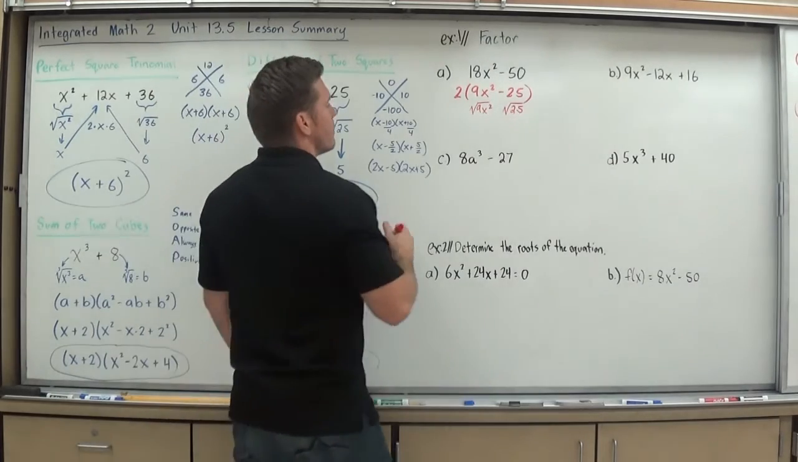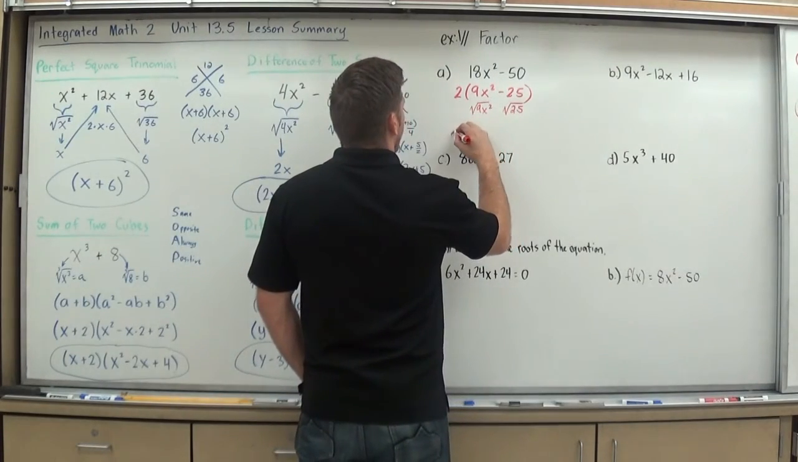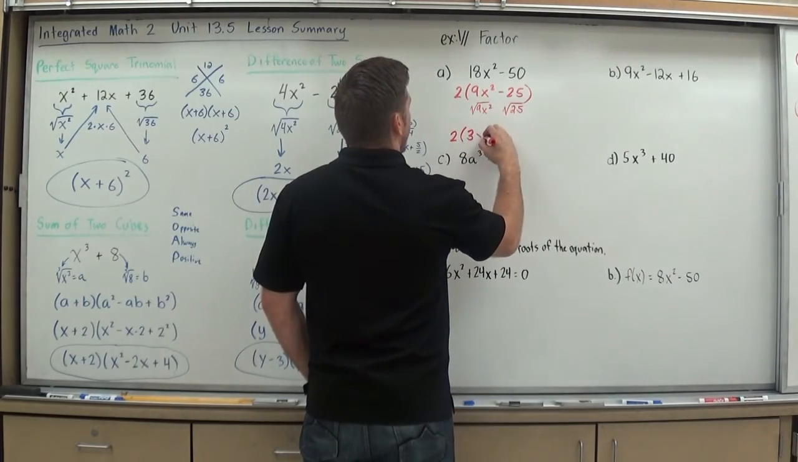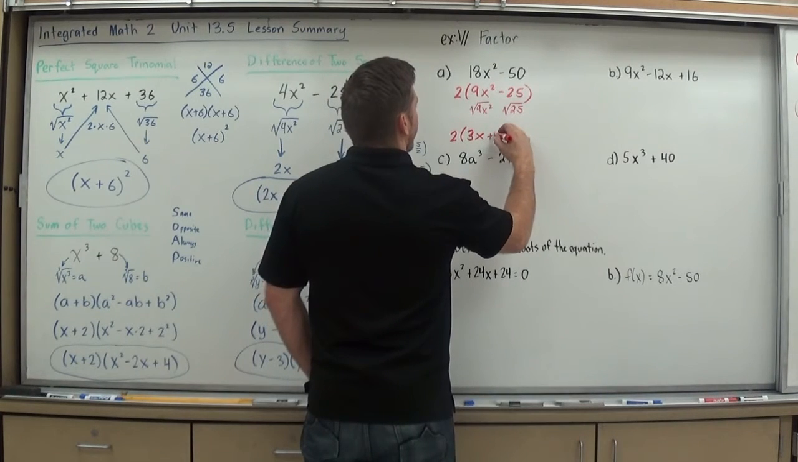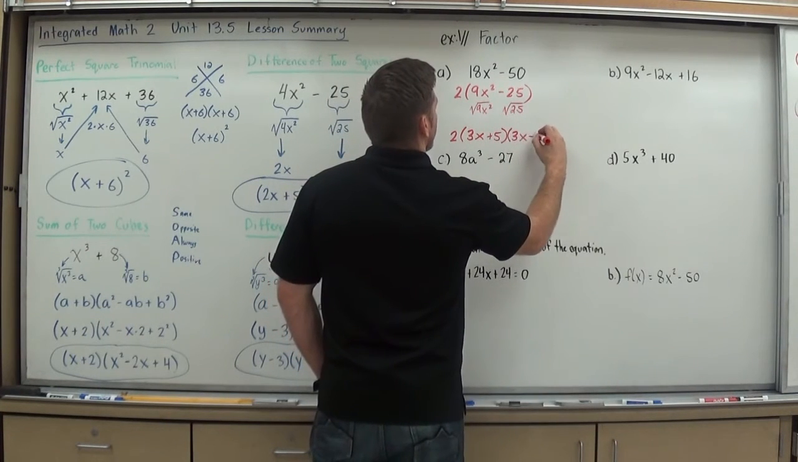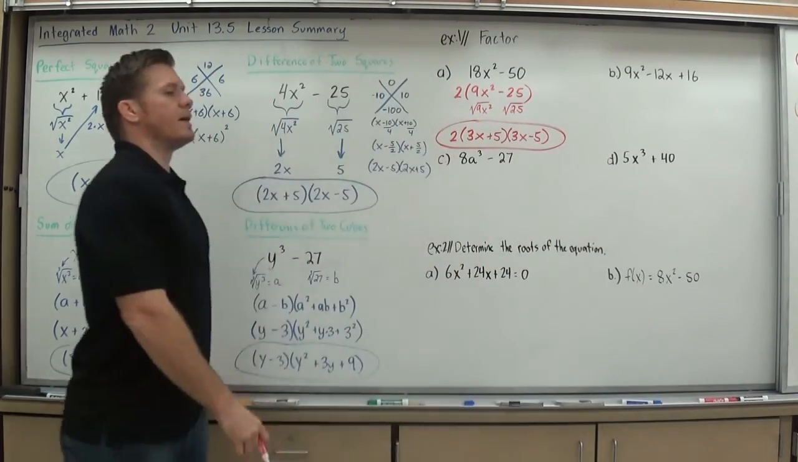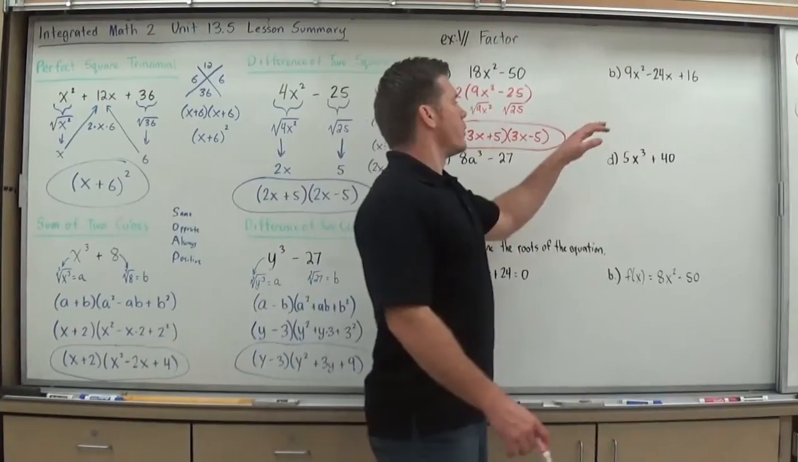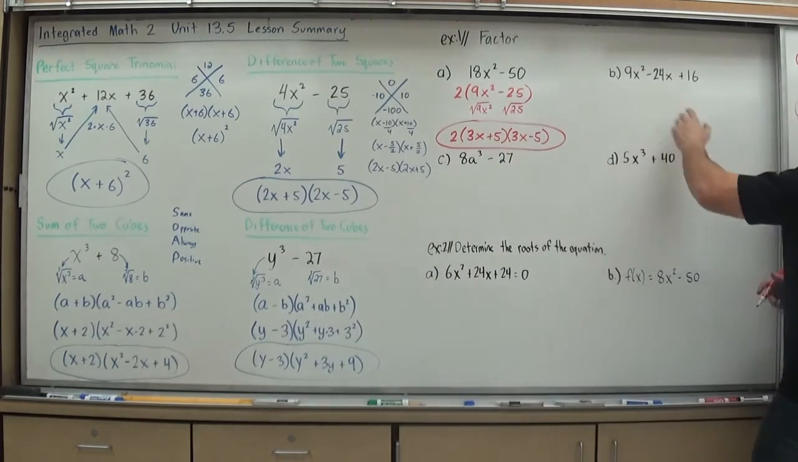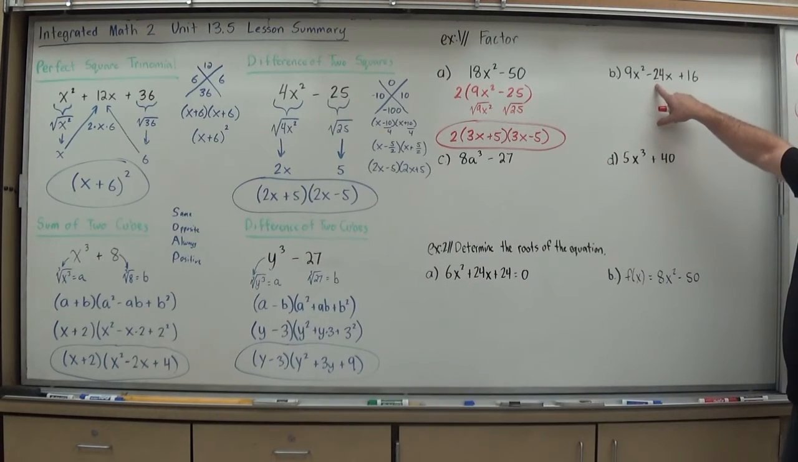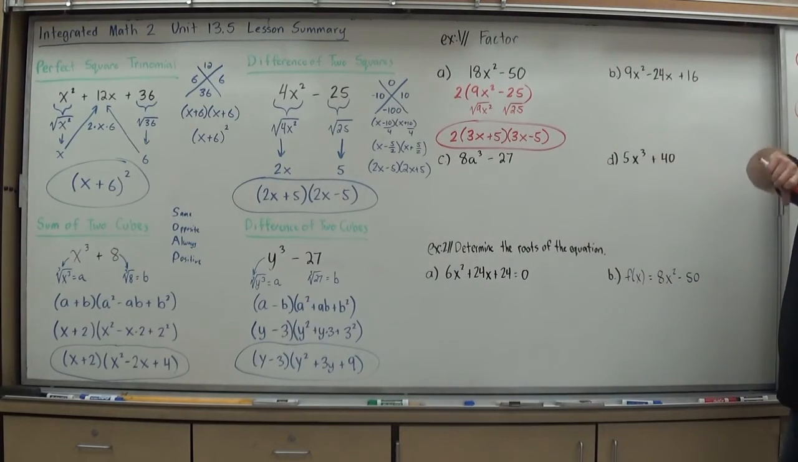Square root of 9x squared is 3x, square root of 25 is 5. So this factors to 3x plus 5, 3x minus 5, and I just carry that GCF 2 on down. On to our second problem, which I had copied down wrong originally. It should say minus 24x, so make sure you fix that if you're writing ahead.